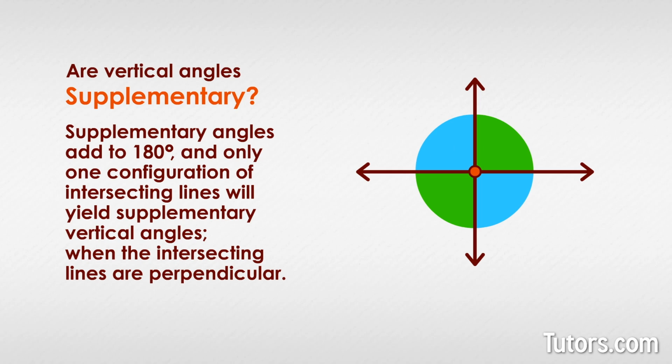While vertical angles are not always supplementary, adjacent angles are always supplementary. Take any two adjacent angles from the four angles created by two intersecting lines. Those two adjacent angles will always add to 180 degrees. We can see this if we start at the top left and work our way clockwise around the figure.